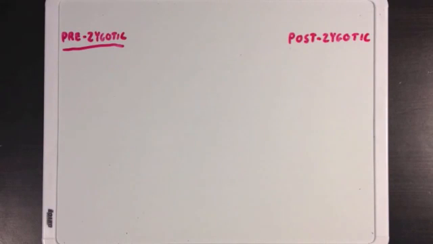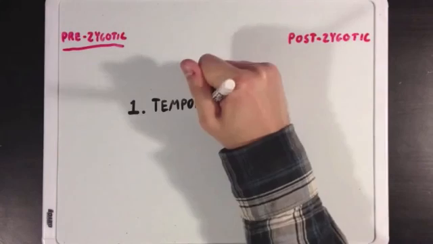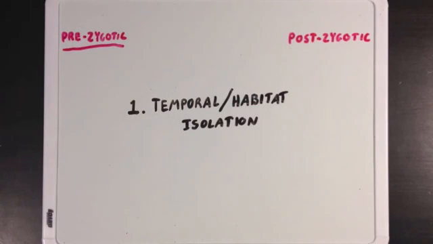And remember that a zygote is a single cell that is made up of the genetic material of both organisms that have reproduced together. Postzygotic forms of isolation we'll get into a little bit later. So, the first type of prezygotic isolation is temporal/habitat isolation.